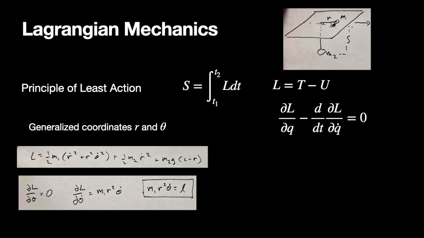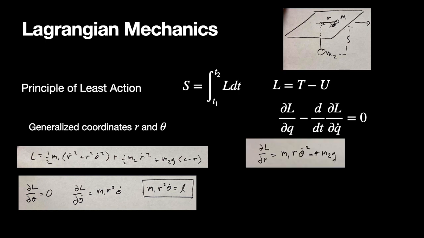The first thing I'm going to do is take the partial of L with respect to theta, and you see it's 0. There's no theta in there. Then I can take the partial of L with respect to theta dot, and I get m r squared theta dot. And since I take the derivative of that, it has to be 0 since the partial of L with respect to theta is 0. Then that means this m1 r squared theta dot has to be a constant. And we pick that constant to be the lowercase l, not uppercase L, because I already used that for the Lagrangian. So you can't use that again.